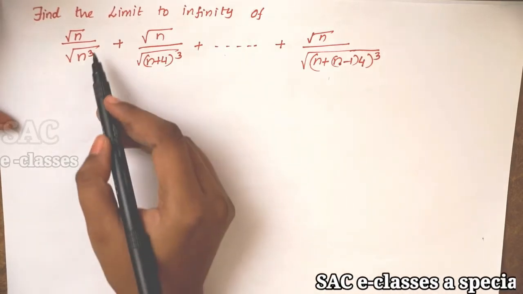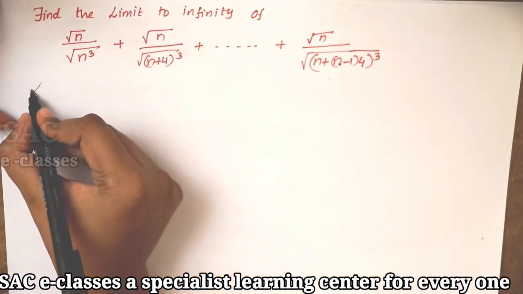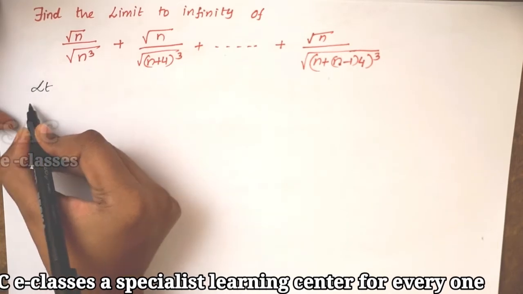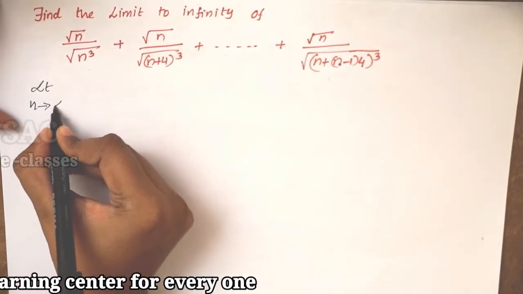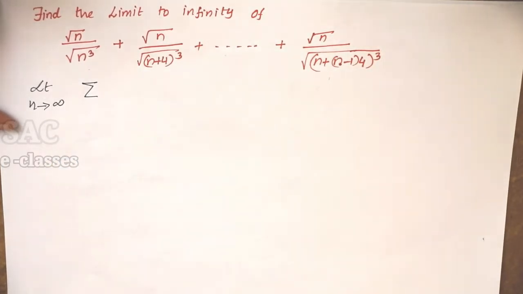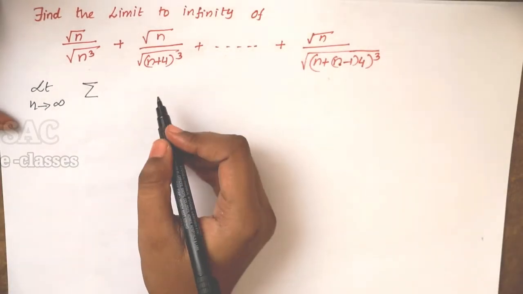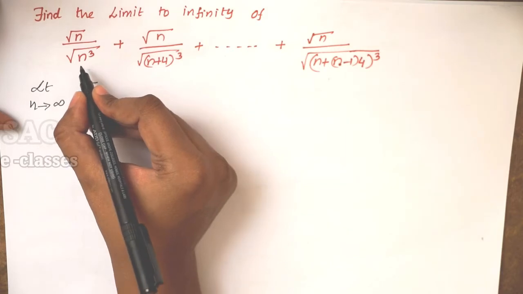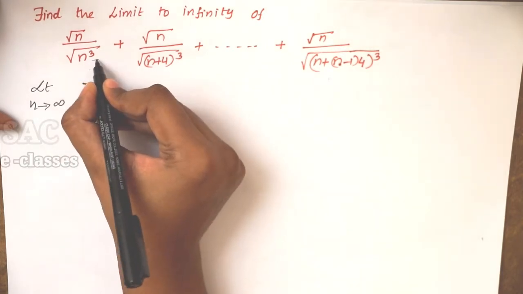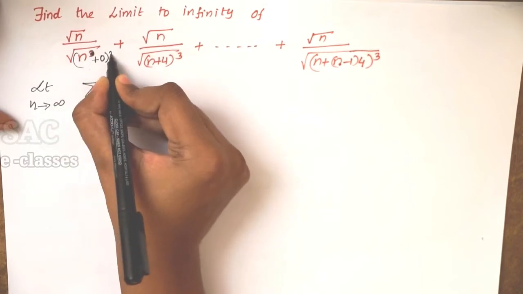By understanding that the numerator has no change, only the denominator changes, let's write it into our desired form. Limit n tends to infinity sigma. But you have to observe where the change is and from what term to what term it changed. n cube: can I write n cube as (n plus 0) whole cube?